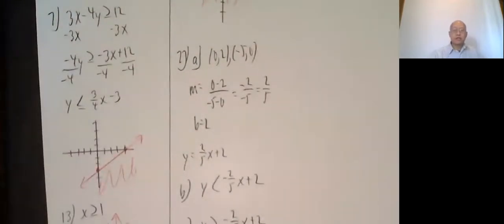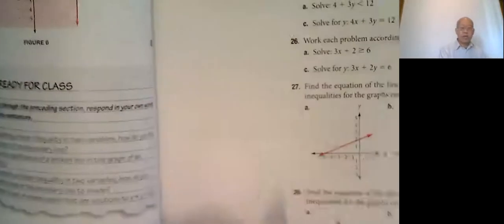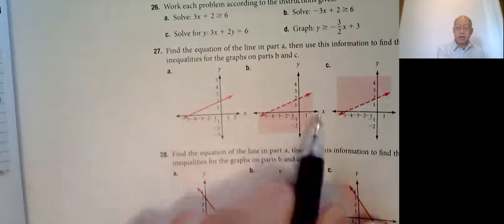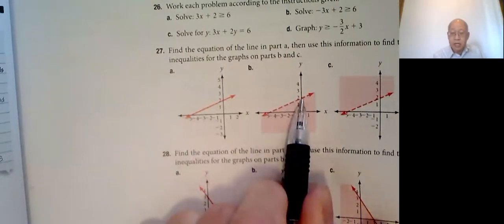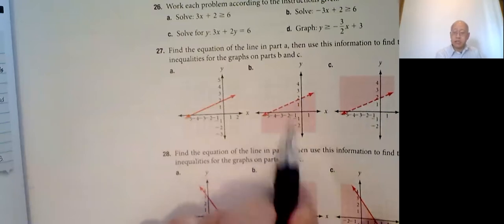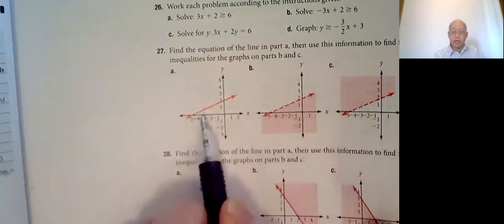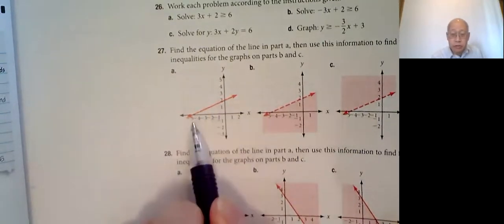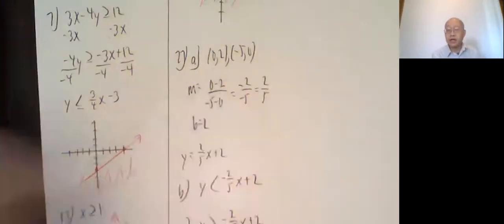Okay, and finally for 27, let me show you 27 again. For 27, they give you this picture, and based off that, come up with these inequalities. It's basically the same line. That's a dotted line, so it's going to be either a less than or greater than situation. In this case, it looks like it's going to be less than. That one's going to be greater than, and those are dotted lines. So come up with the equation. I see it passes through 0, 2, and negative 5, 0.